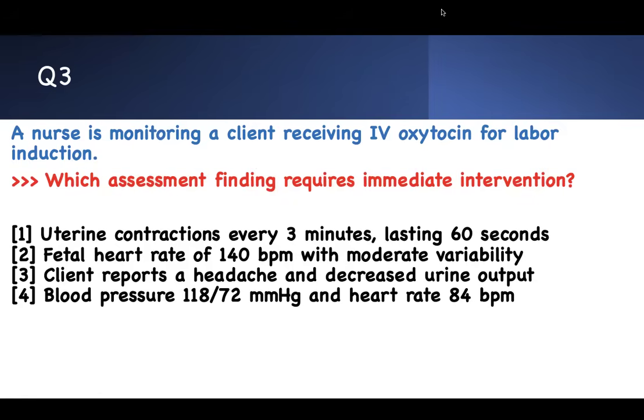A client reports a headache and a decreased urine output. Think about it. A blood pressure of 118/72 and a heart rate of 84. I don't see anything wrong. Even if you don't know test-taking strategy or critical thinking, you see I've eliminated 1 and 2 because I use my content. And number 4, I already eliminated. Therefore, I have to pick number 3.